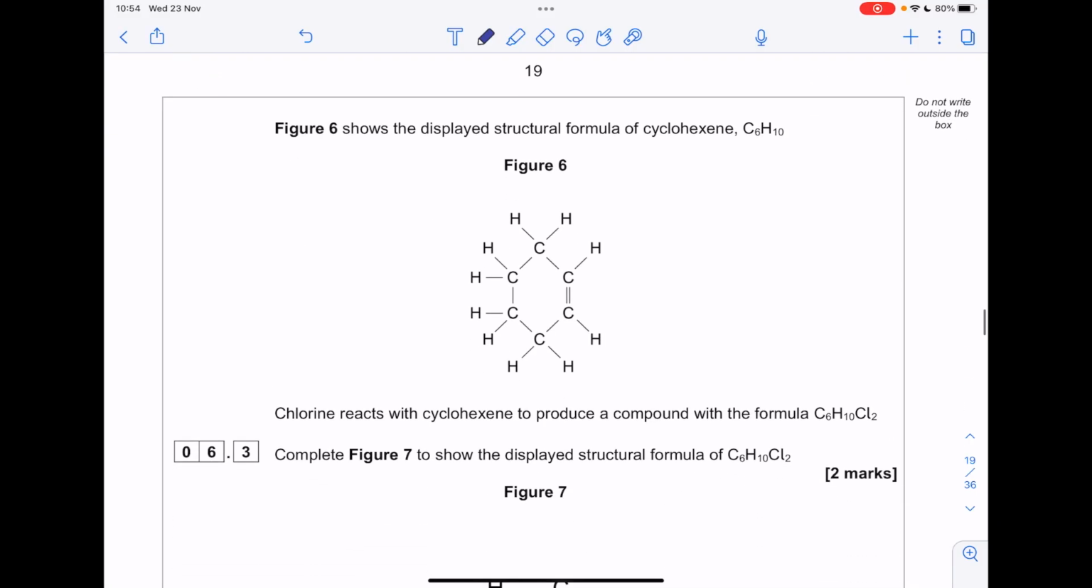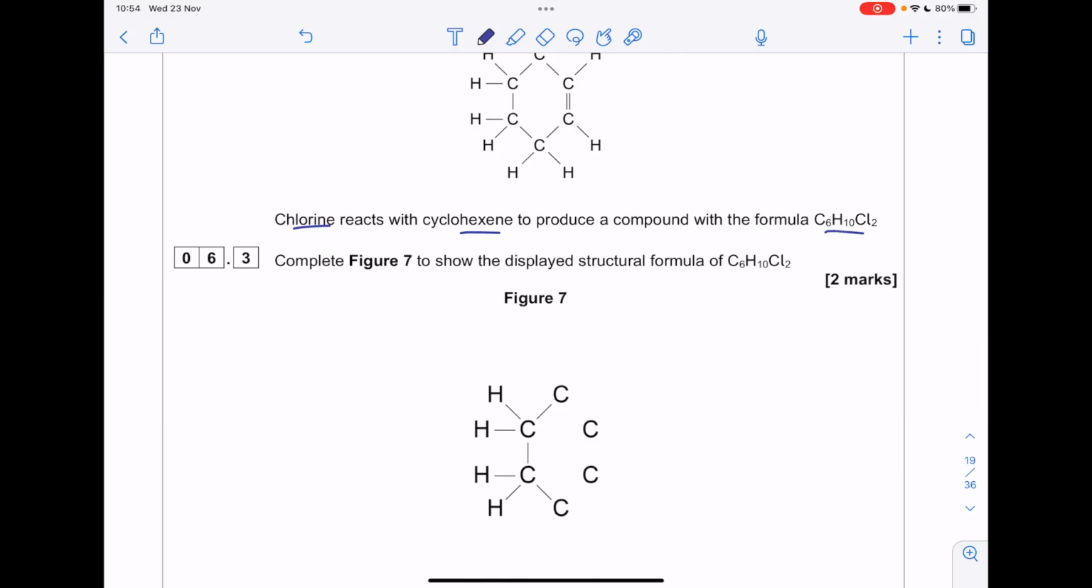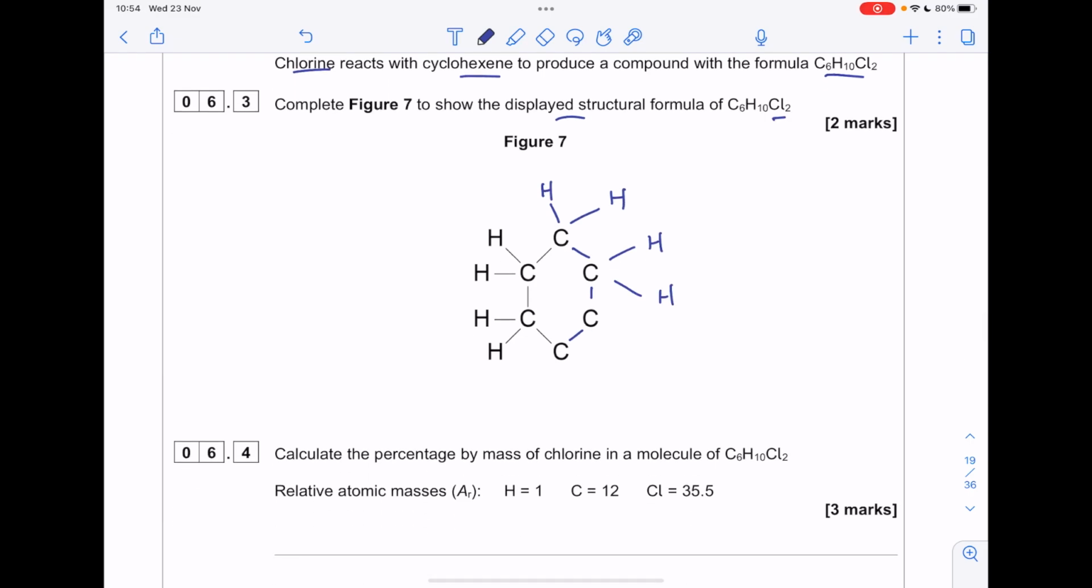Figure 6 shows the displayed structural formula of cyclohexene. Chlorine reacts with cyclohexene to produce a compound with this formula. Complete figure 7 to show the displayed formula. So let's add those bonds. We've got 4 hydrogens already. We need to add another 6. Remember that each carbon atom forms 4 bonds. Because we also need to add a Cl, make sure those Cl's get added to separate carbons and then complete with hydrogens. And then just add them up. 1, 2, 3, 4, 5, 6, 7, 8, 9, 10. 10 hydrogens, 6 carbons, and 2 chlorines.